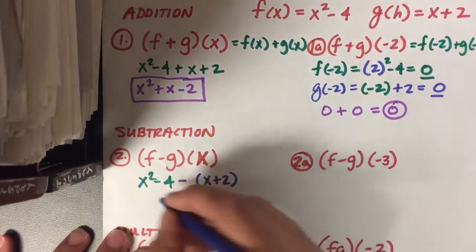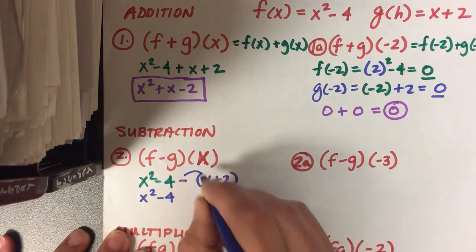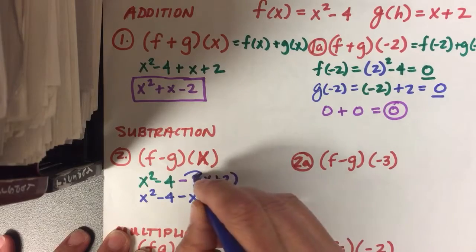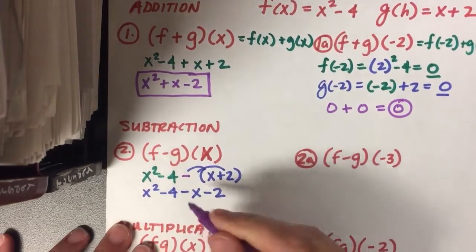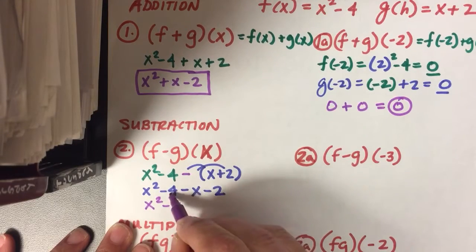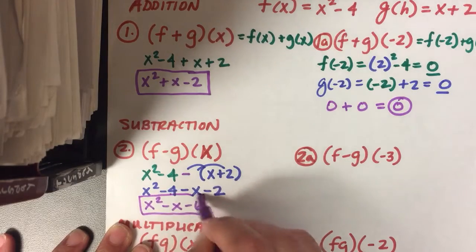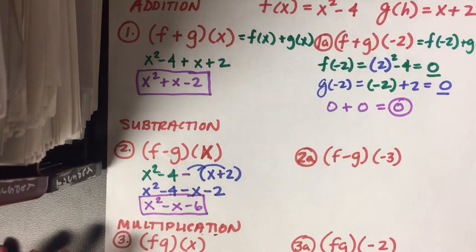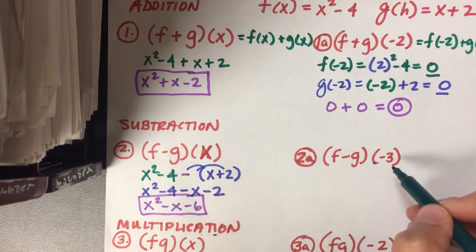So what that creates now is when you get rid of those parentheses, you end up with a negative times a positive, which is negative x, and a negative times a positive, which is a negative 2. So now you just combine your like terms. I have x squared minus x, and then negative 4 and negative 2 is negative 6, and you're done. Again, these are actually very simple compared to the other compositions that we were doing.